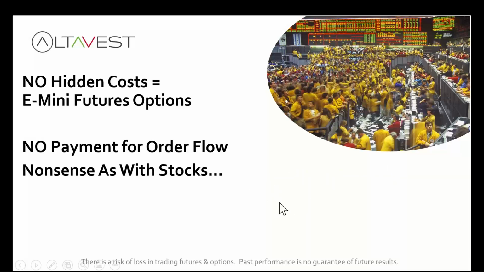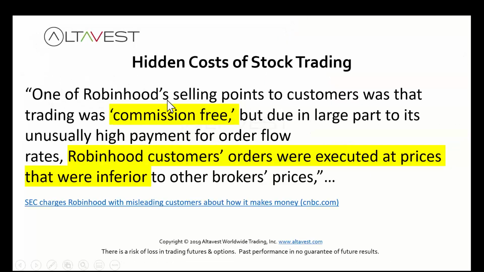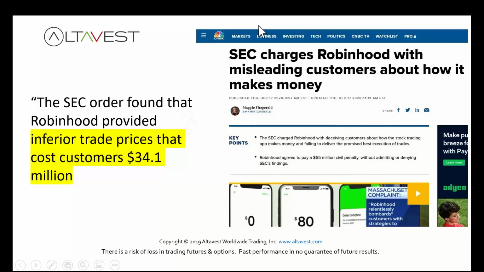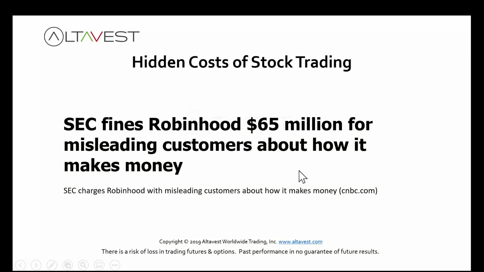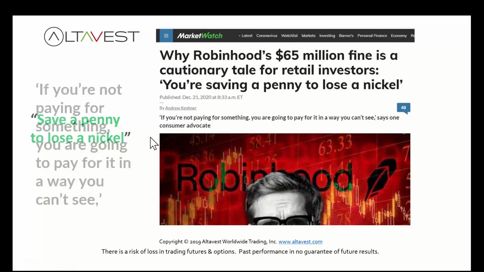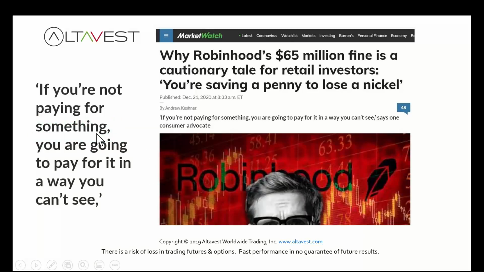And humor me as I beat up a little bit on the stock options guys and brokerage firms that claim to be, quote, commission free. Like Robinhood. It says Robinhood customer orders were executed at prices inferior to other brokers. Cost customers $34 million. SEC charges them with misleading customers. SEC fines them $65 million. I think FINRA just fined them too. Here's a guy that says you can save a penny but lose a nickel. And if you're not paying for something, you're going to pay for it in a way you can't see it.